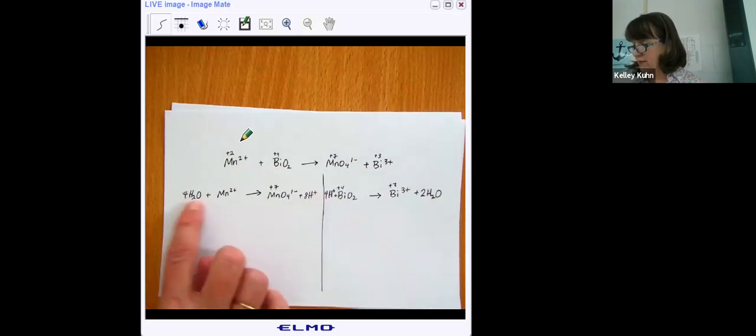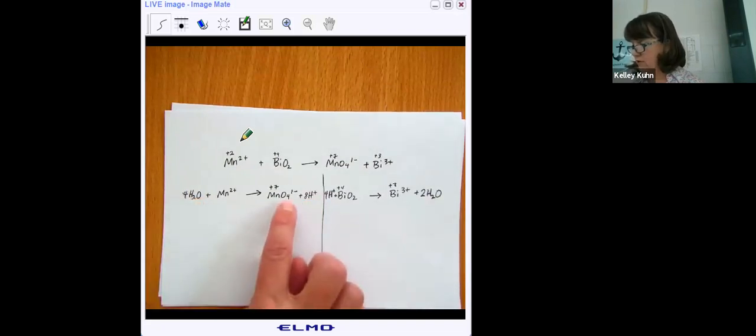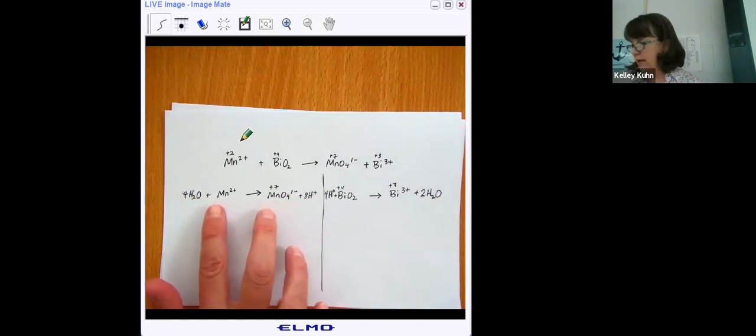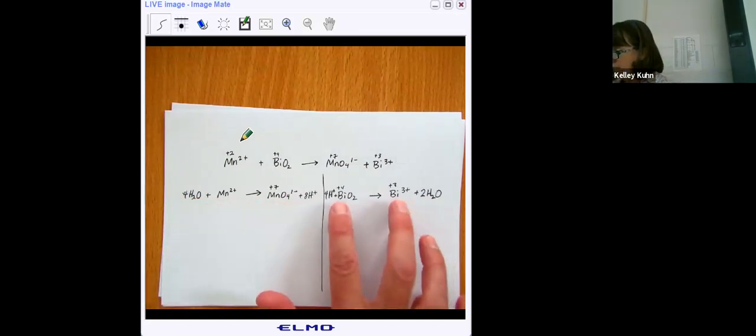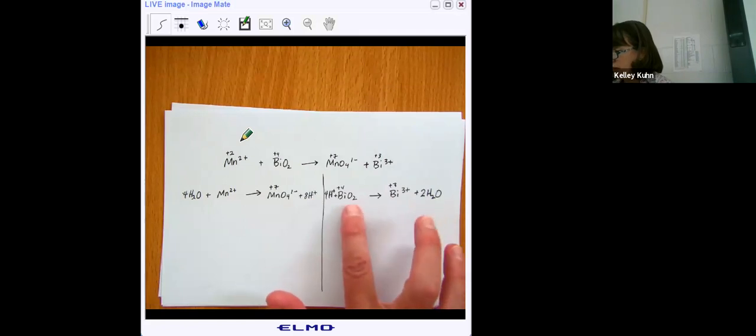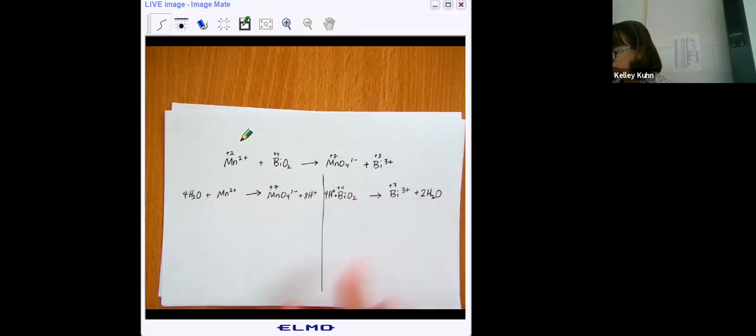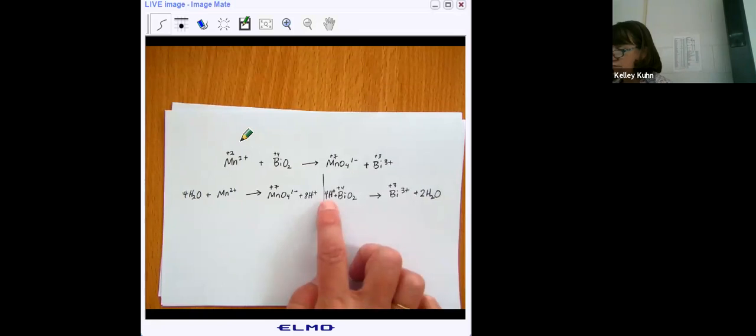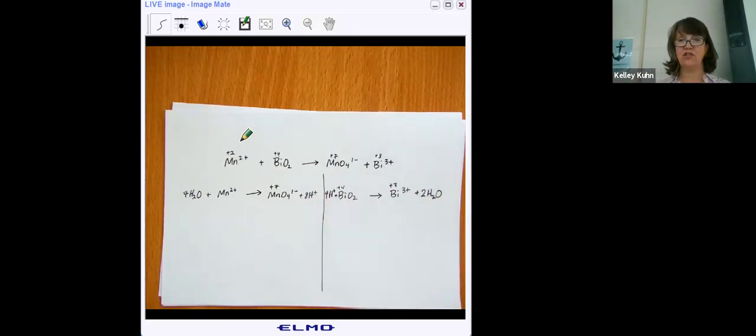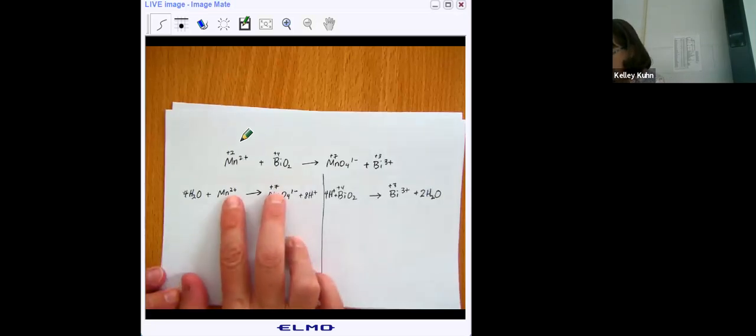4 times 1 oxygen, 4 oxygens and 4 oxygens, and 1 manganese on each side. Here I had a bismuth on each side, 2 oxygens there, 2 oxygens there, 4 hydrogens and 4 hydrogens. So my half reactions are now balanced. The thing I need to look at next before I try to put them back together is how many electrons moved. And the way we figure that out is by looking at my 2 oxidation numbers.